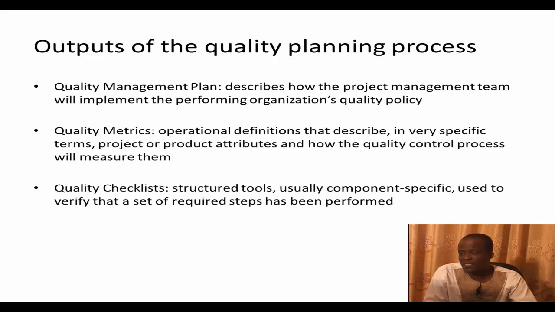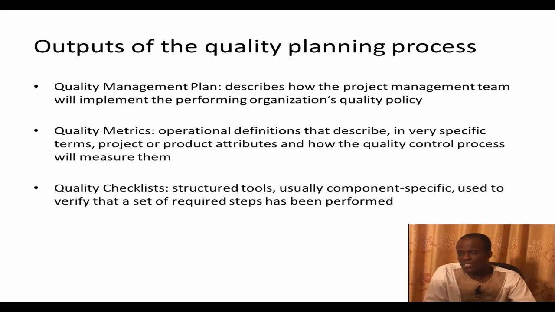The quality management plan describes how the project management team will implement the performing organization's quality policy. It outlines that. So after using the tools and techniques, you'll be able to then churn out the quality management plan, which describes this. Then you have the quality metrics. Okay, these metrics are operational definitions that describe in very specific terms the attributes of the product or the project, and how you're able to measure them by the quality control process.